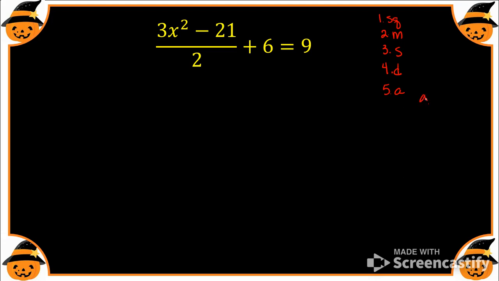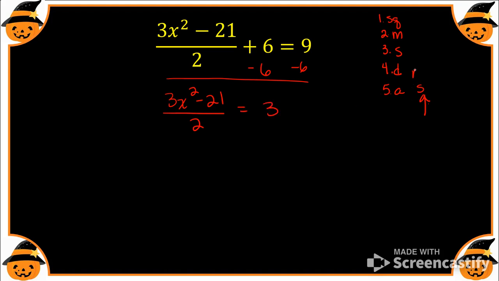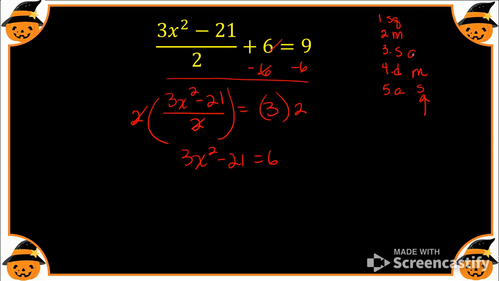Well, we are going to work backward and apply the inverse operation. So first we're going to subtract. So let's subtract 6 from both sides. So that's where the property of equality comes in. When we do what we do on the left, we do on the right. This gives us 3. Then we're going to undo division by multiplying. So we're going to multiply both sides times 2. Cancel those out. So now we have 3 times x squared minus 21 equals 6. Now we're going to undo the subtraction by the addition property of equality.